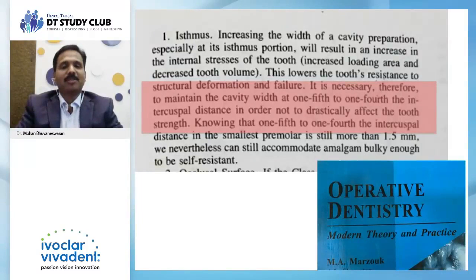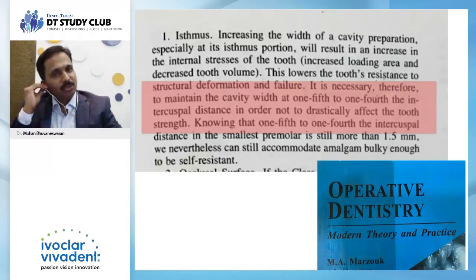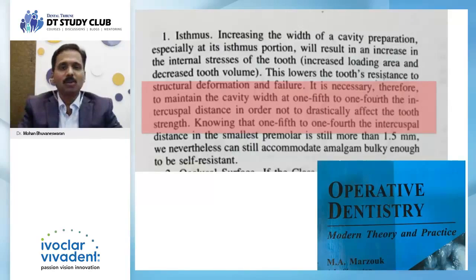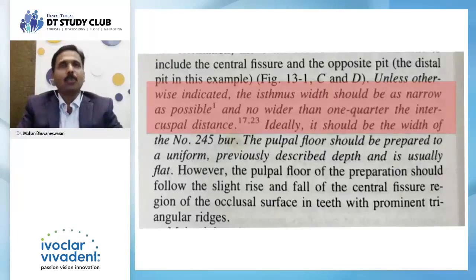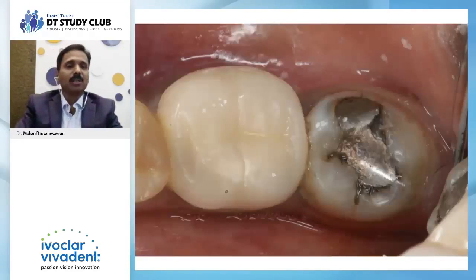And for me, Marzouk is a Bible. People who know me know that. Look at the indication where Marzouk says to maintain the cavity width at 1/5 or 1/4 of the intercuspal distance. So you cannot go beyond that. If you go beyond that, no silver amalgam. Not only Marzouk, we have the textbook of operative dentistry by Sturdevant, which also clearly says that the isthmus width should be as narrow as possible, no wider than 1/4 the intercuspal distance. So beware, you cannot push your silver amalgam beyond that.